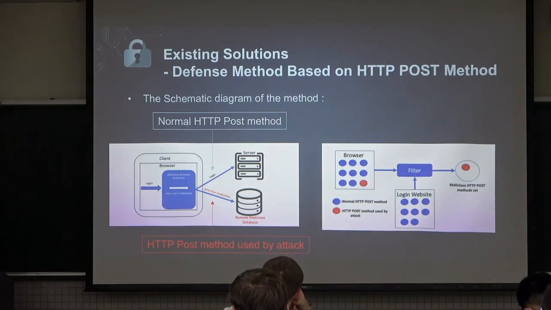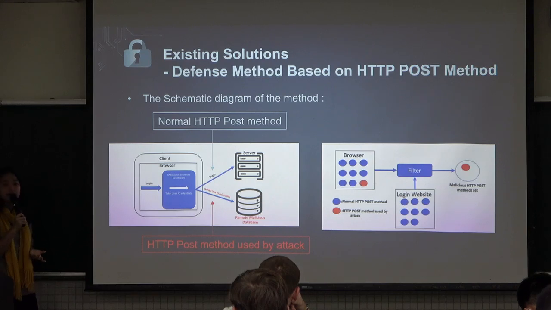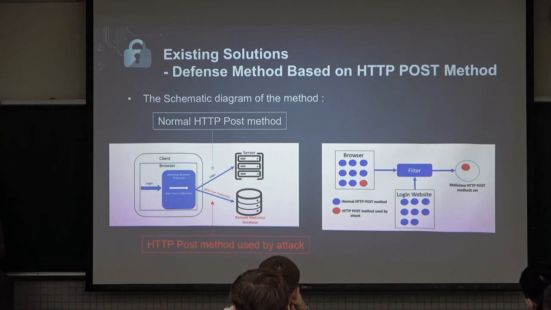So after we have introduced three types of malicious Google Chrome extensions, now I'm going to introduce two existing solutions, and the first one is defense methods based on HTTP post methods. One day, I send my personal sensitive data to a remote server for authentication purposes like login. However, I forgot to close my Google Chrome extension. If the owner of this Google Chrome extension is a bad guy, he can use his extension to get my sensitive data and send it to a malicious database.